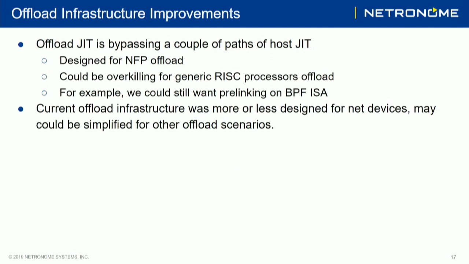And also the offload infrastructure, because previously I was talking about JIT backends, but it's the offload JIT. So there's also the offload infrastructure. This infrastructure could be improved slightly if we are offloading to a generic RISC-V processor, because I think the infrastructure was designed for NFV offload. For example, it bypasses the whole pre-linking, but for generic offload, as discussed, we could still use the same flow and go through the same code. So it's a little bit overkill. We can improve that. Also, the current offload infrastructure was more or less designed for netdev. If we have some other offload scenario, maybe it's simpler. We don't need those netdev structures, those things.